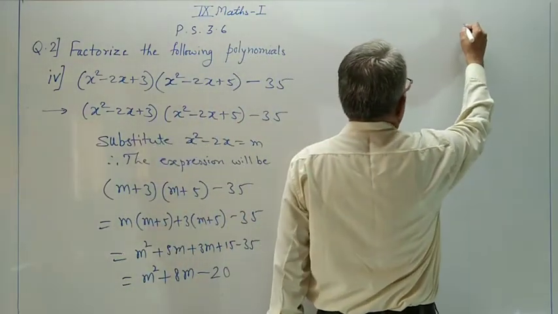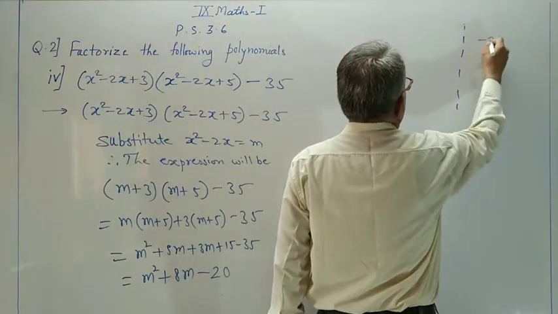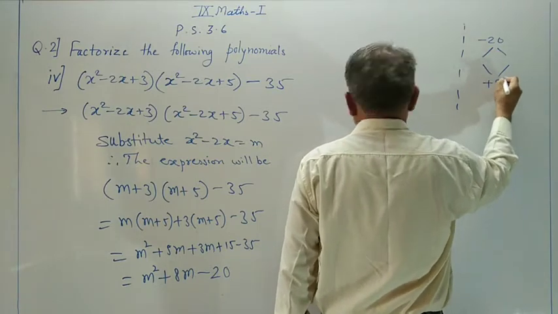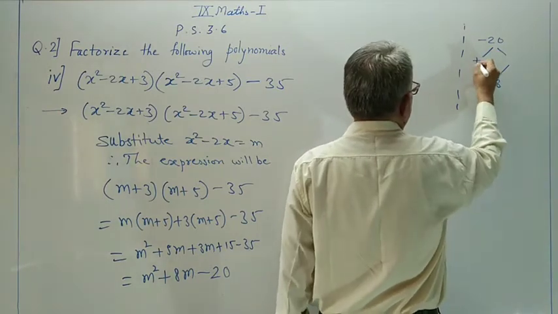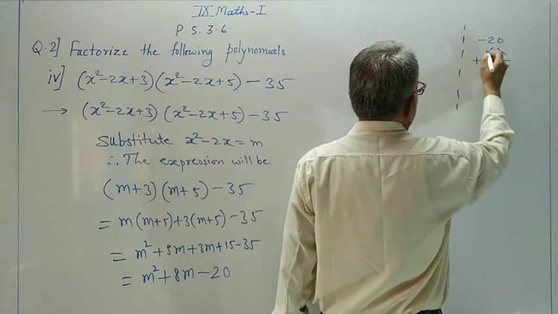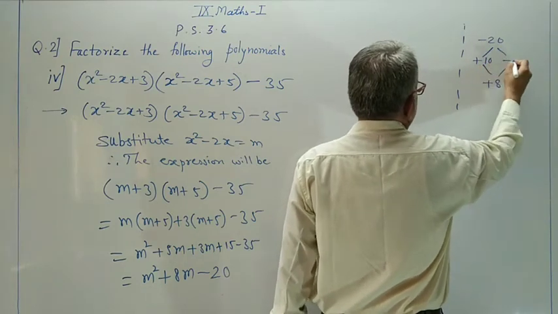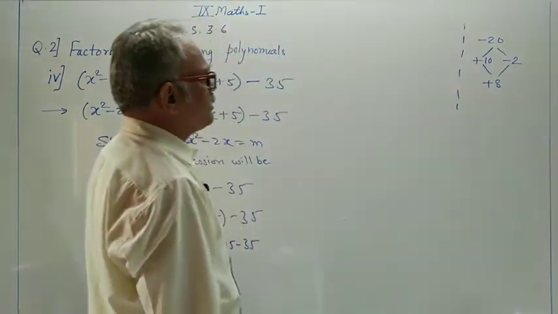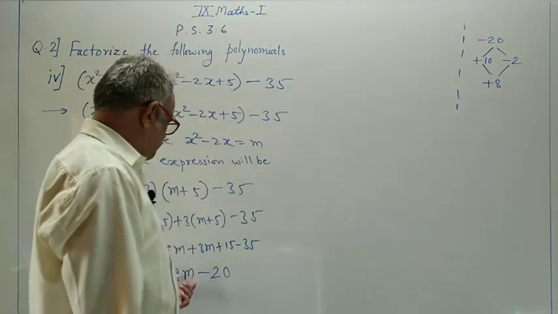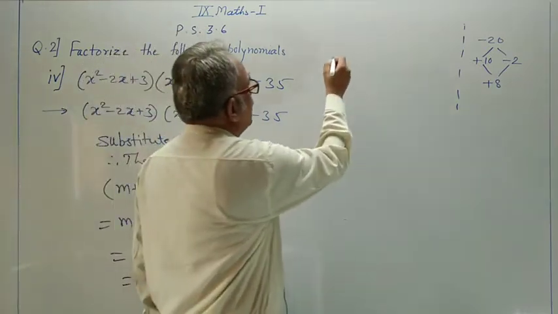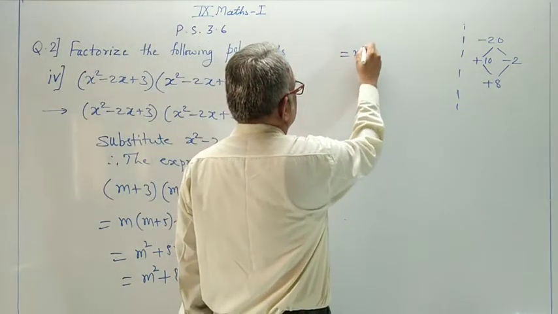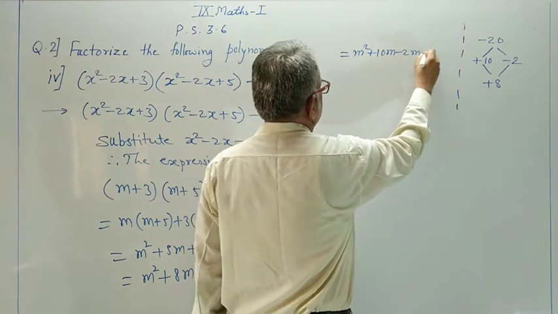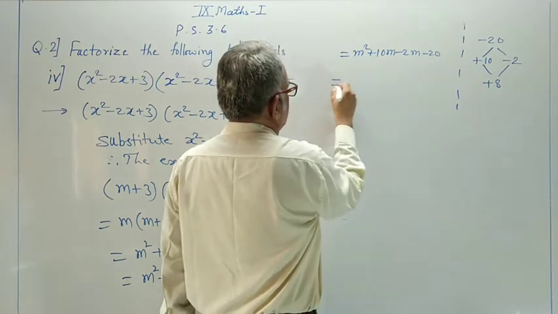So I am doing rough work over here. Minus 20 we want as product, and for addition we want plus 8. So the bigger number will take the middle term sign, and the other will take the opposite sign to get the product negative. Plus 10 into minus 2 is minus 20, and addition is plus 8. So split up this plus 8m as m square plus 10m minus 2m minus 20.